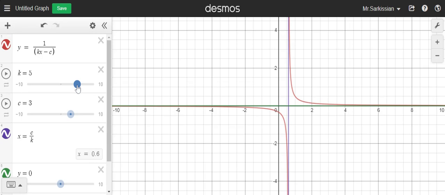All right. So horizontal asymptote always y equals 0, and the vertical asymptote x equals c over k, whatever the numbers are. Okay. Thank you, and we'll talk later.